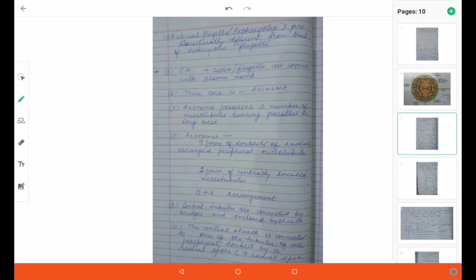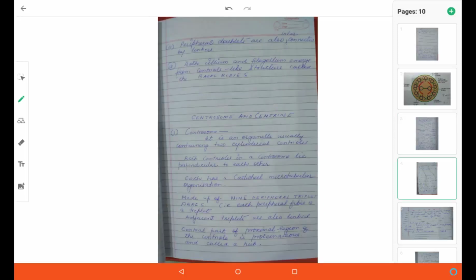Then the central tubules are connected by bridges and enclosed by a sheath. The central sheath is connected to one of the tubules of each peripheral doublet by 9 radial spokes, as I've told you earlier. Then the peripheral doublets are also interconnected by linkers.